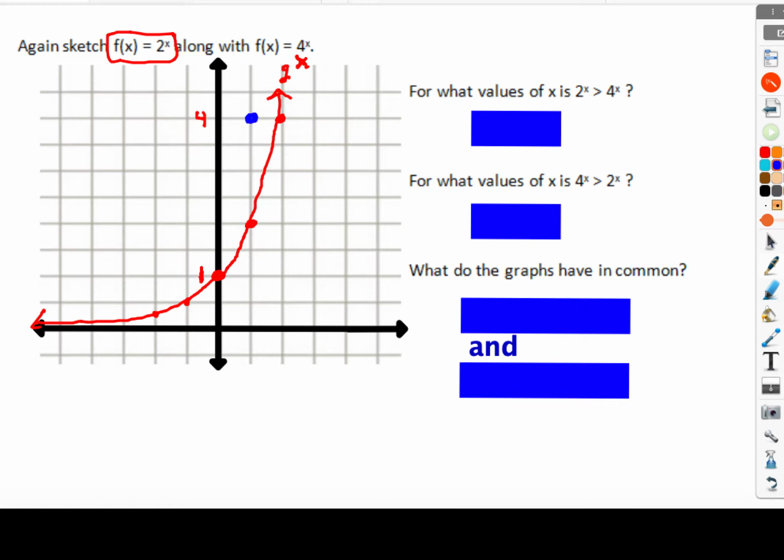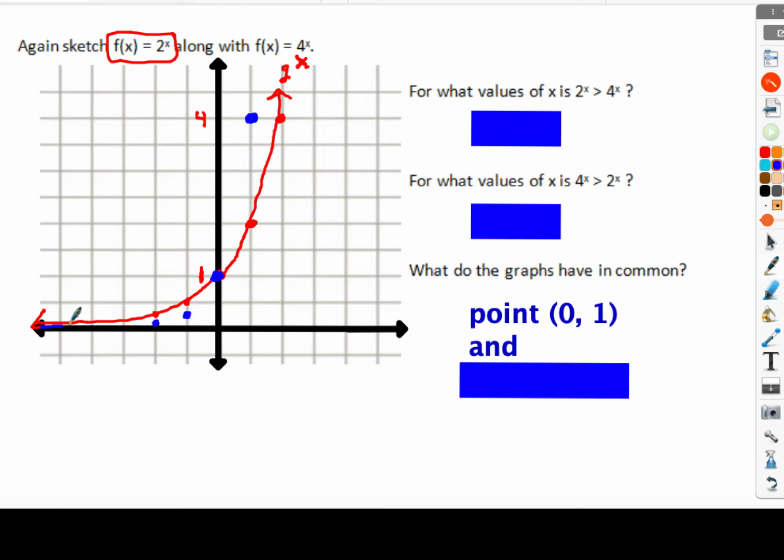However, 4 to the 0 is still 1. So what do the two graphs have in common? Well, one common point is definitely at 0, 1. But also 4 to the negative 1 is only a quarter. 4 to the negative 2 would be 1/16.